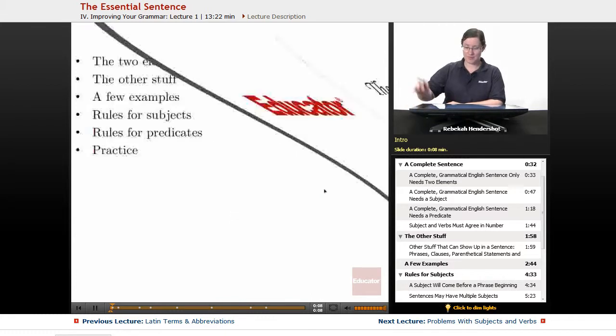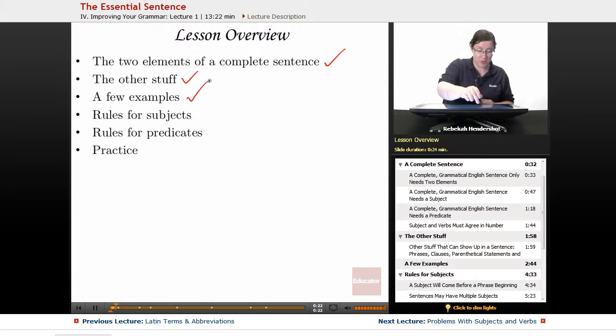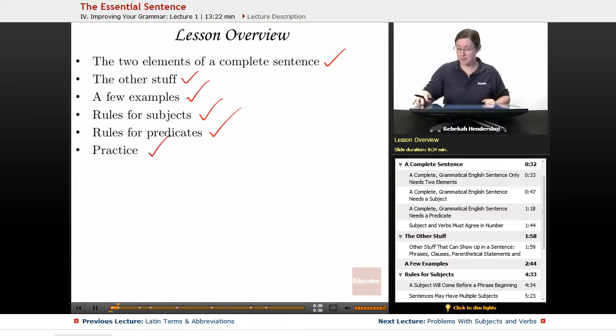Let's get started. Alright, we're going to talk about the two elements of a complete sentence. An English sentence only needs two things to be an English sentence, and we're going to look at what they are. Then we're going to look at all the other stuff that shows up in English sentences anyway. We're going to do a few examples, and then we're going to look at rules for subjects and rules for predicates. And we're going to end, as we very often do, with a round of practice.